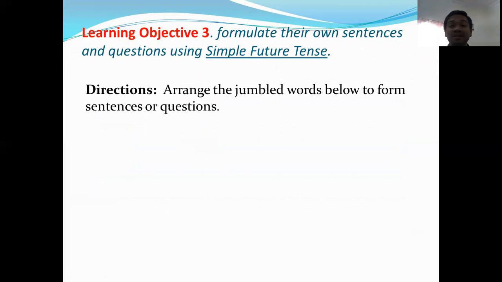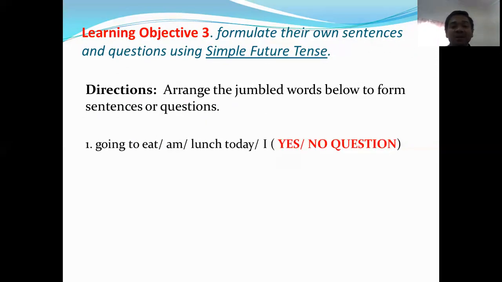Okay, learning objective number three: formulate their own sentences and questions using simple future tense. So this time, I would like you to arrange the jumbled words below to form sentences or questions, like in the introduction.